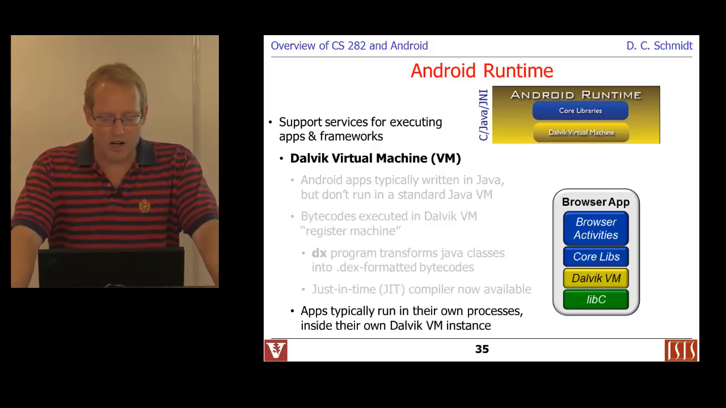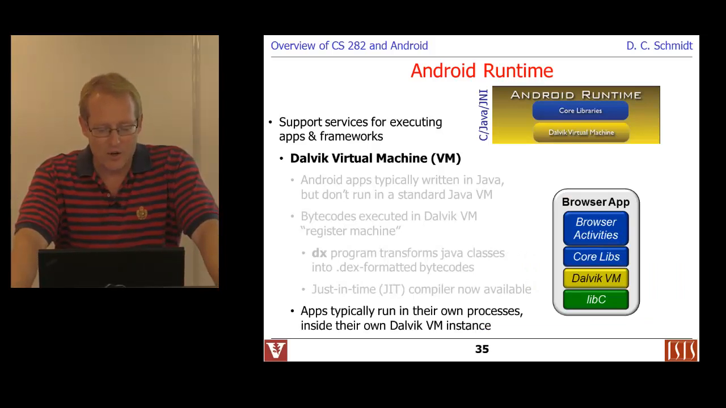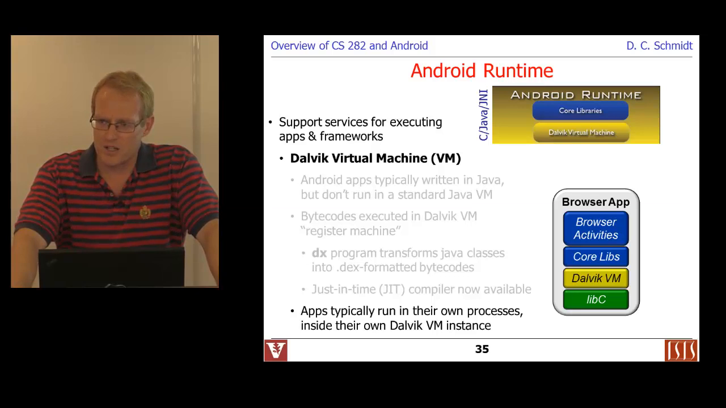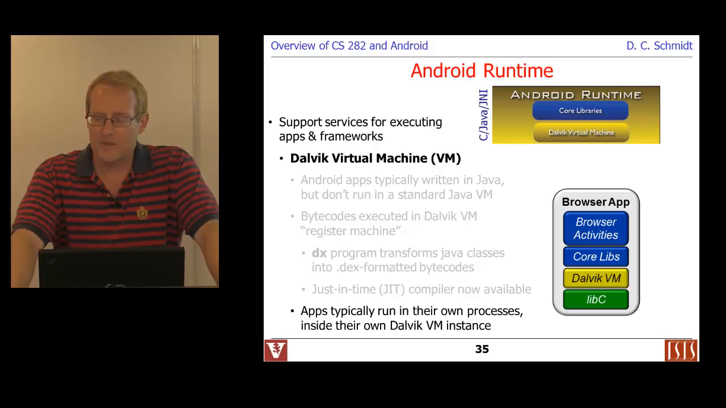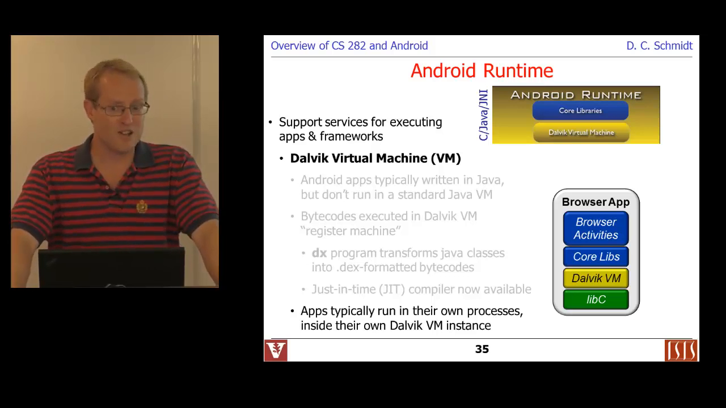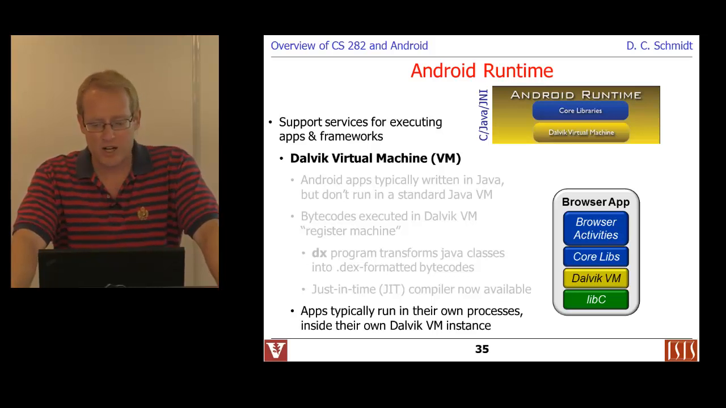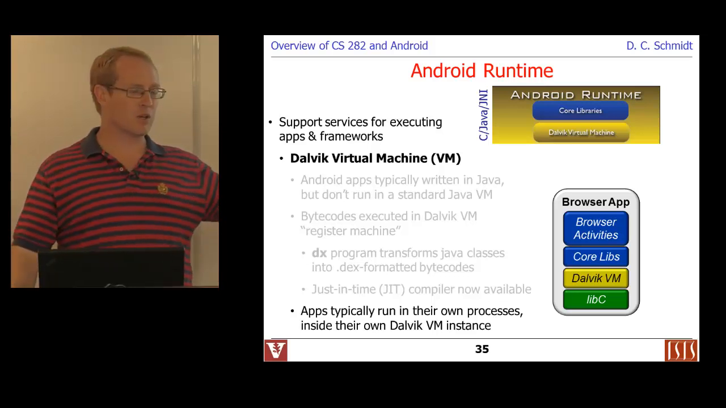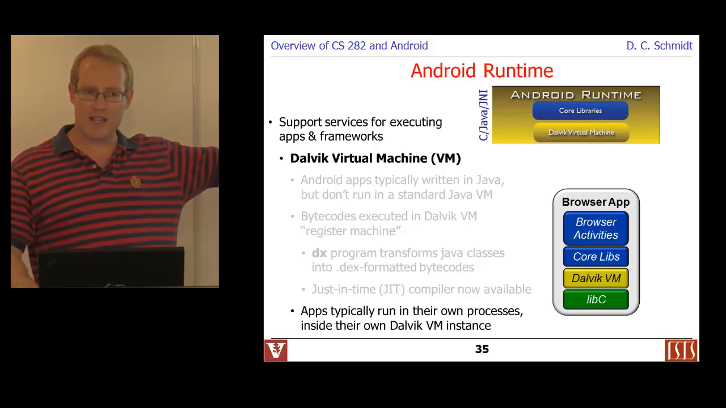Apps typically run in their own processes, inside their own Dalvik VM instances. We'll look at some pictures of this a little later as we get further into the Android architecture. But essentially, when you run an app, it's running in a separate Linux process, and inside that Linux process are a bunch of things. You've got libc, which is the C-level libraries, that's the native code. You've got the Dalvik virtual machine, which is written in C, making libc calls. Then you've got the core libraries, which we're going to talk about in a second. And then you've got activities and other stuff that would come from whatever you're running, a browser, an email application, or whatnot.